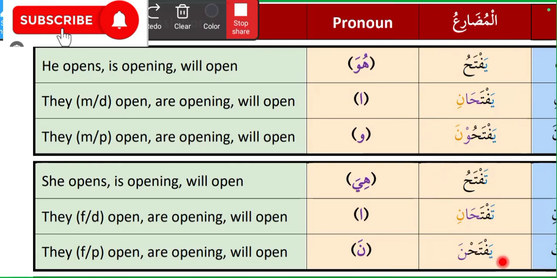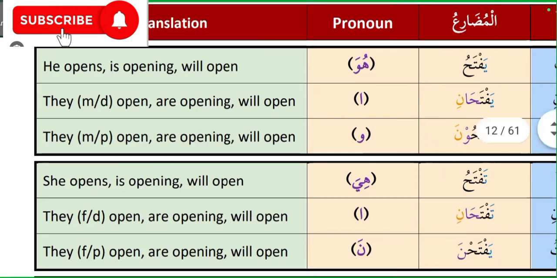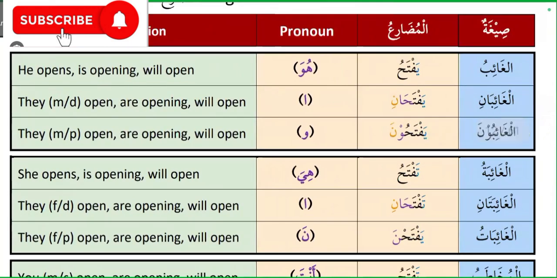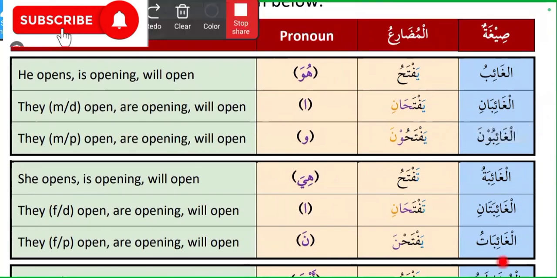Be very cautious about number 6. The number 6 sigha starts with a ya. This is a mistake that many students make, that they say taftahna. Taftahna is not sigha number 6. It is sigha number 12. So again, yaftahu, yaftahani, yaftahuna. Try conjugating it again and again.